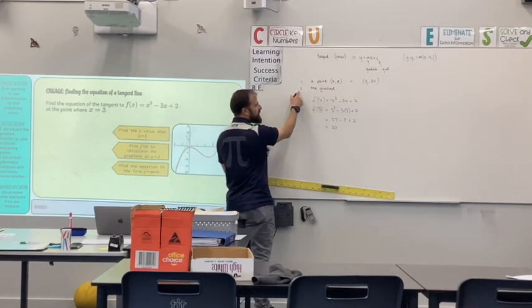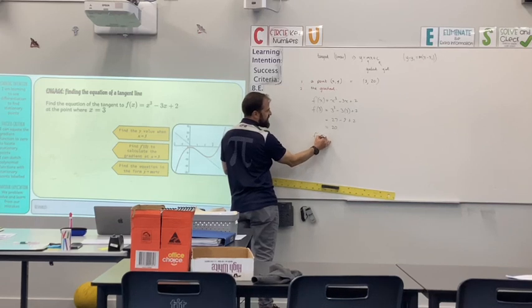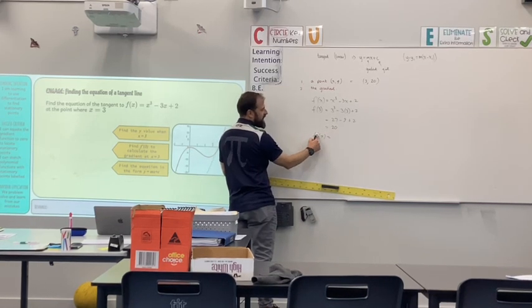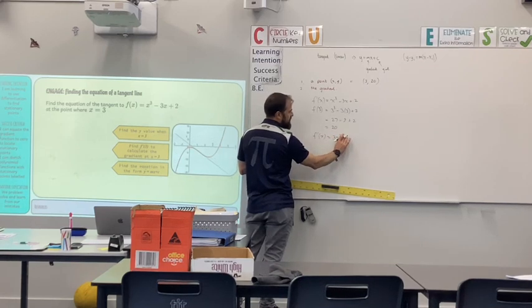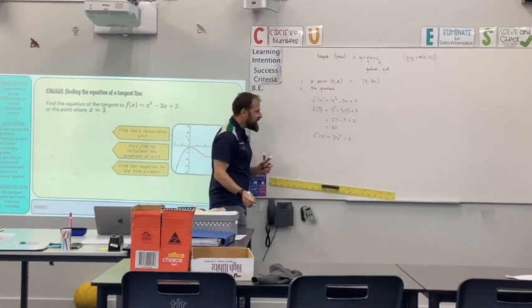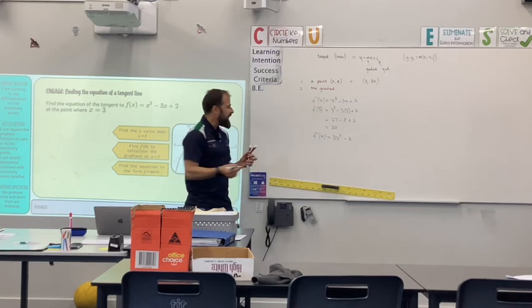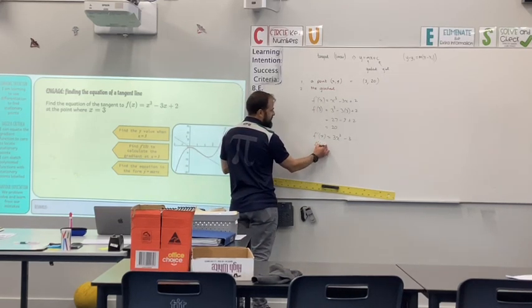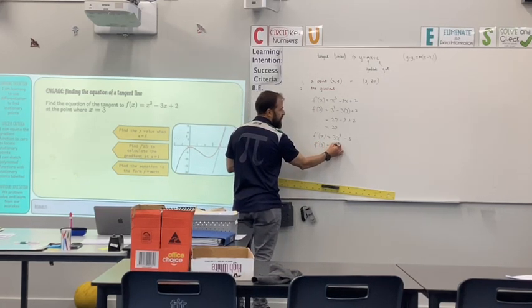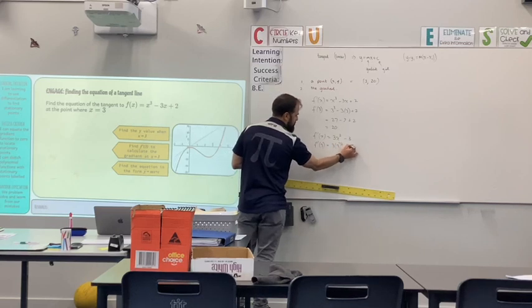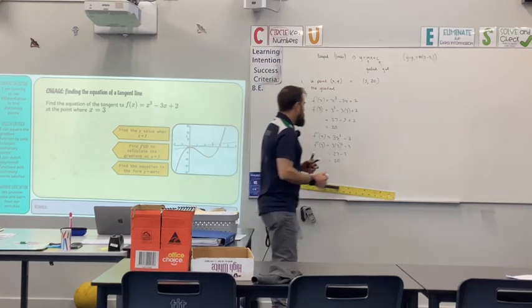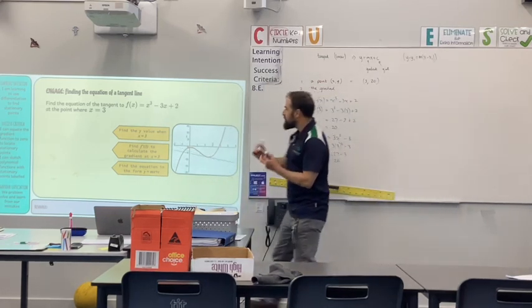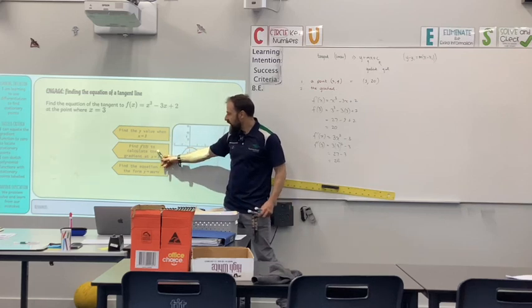Now I'm going to work on what the gradient is. How do I find the gradient? I differentiate. Make sure you get your notation to say I've differentiated. 3x squared minus 3. And then I want to find the gradient when x is equal to 3. So I substitute the 3 in, and I get 24. Okay, so I've found the y value, I've found the gradient at 3.